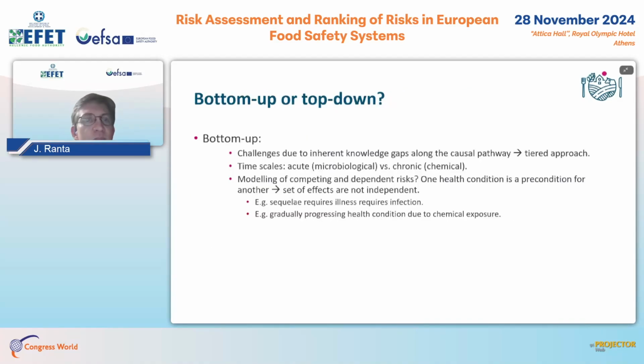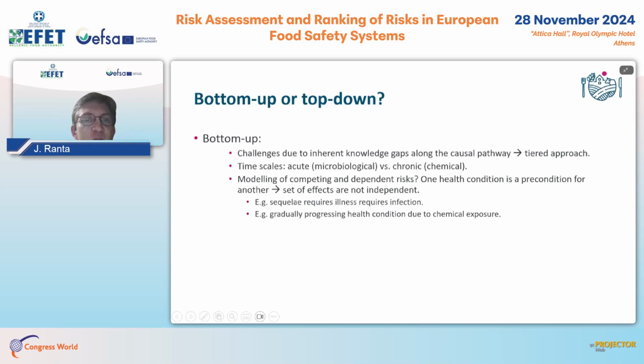So for the bottom-up approach, the main challenges are, of course, the inherent knowledge gaps along the causal pathways. So maybe a tiered approach could be one general approach that could be helpful to start with. And of course, one difficulty is the timescales, because the acute microbiological things happen on a daily basis. You either get ill or not. And in the chemical case, it's a long process for a chronic illness.